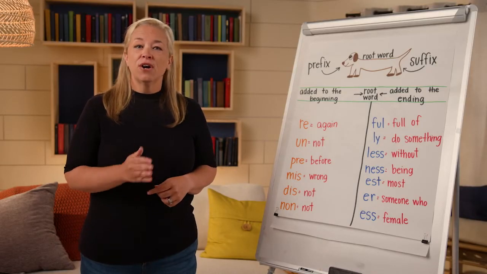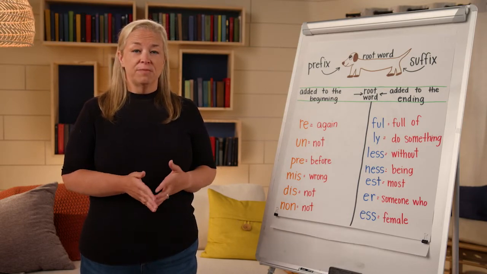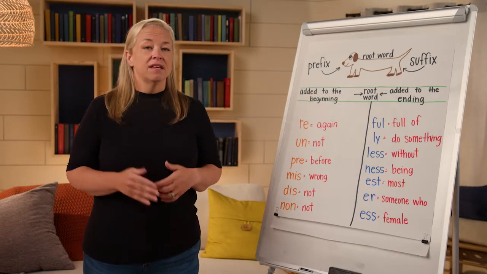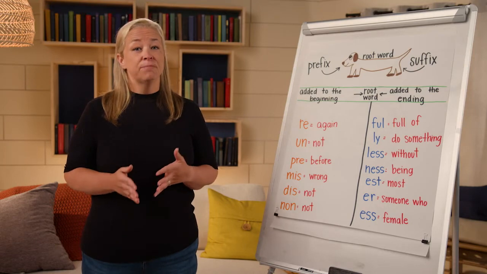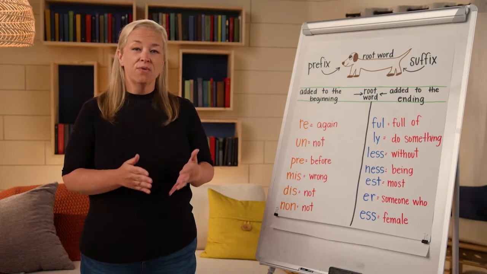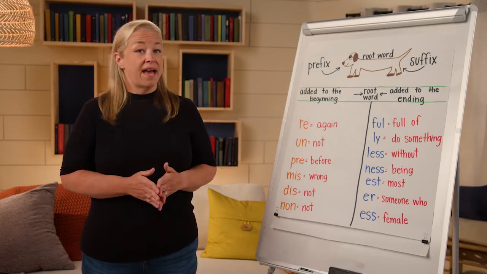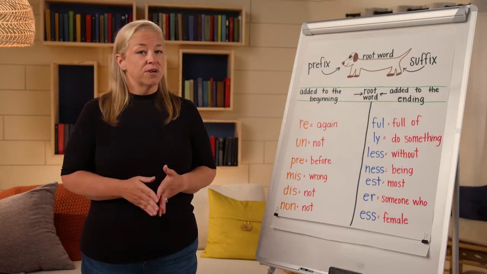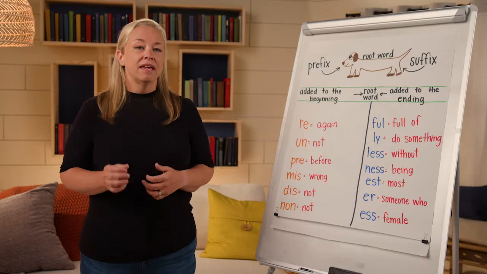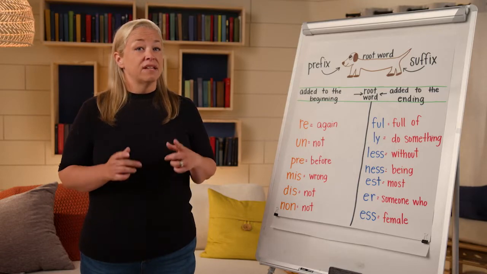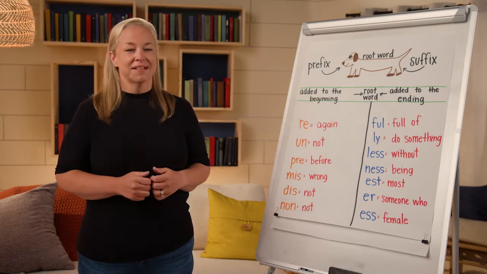We have PRE, which means pre or before. Predate, which means before today. MIS, miss, that means wrong. Mispronounce, which means to pronounce a word wrong. We have DIS, and that means not, like in the word dislike, which means to not like. NON, that means not. Non-toxic, which means it's not toxic.